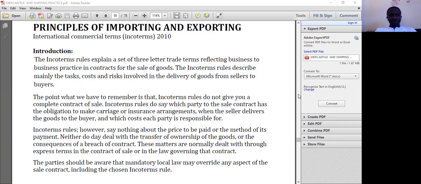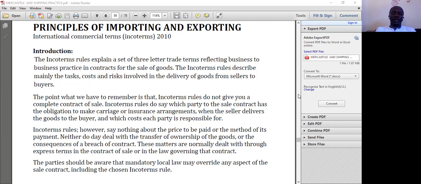Now, our topic of today is about the principles of importing and exporting. And under these, I want us to see the international commercial terms, famously known as the Incoterms. And the Incoterm I want us to see is the Incoterm 2010. But remember, I'm not going to go deep into the Incoterm 2010, the reason being it has been phased out.